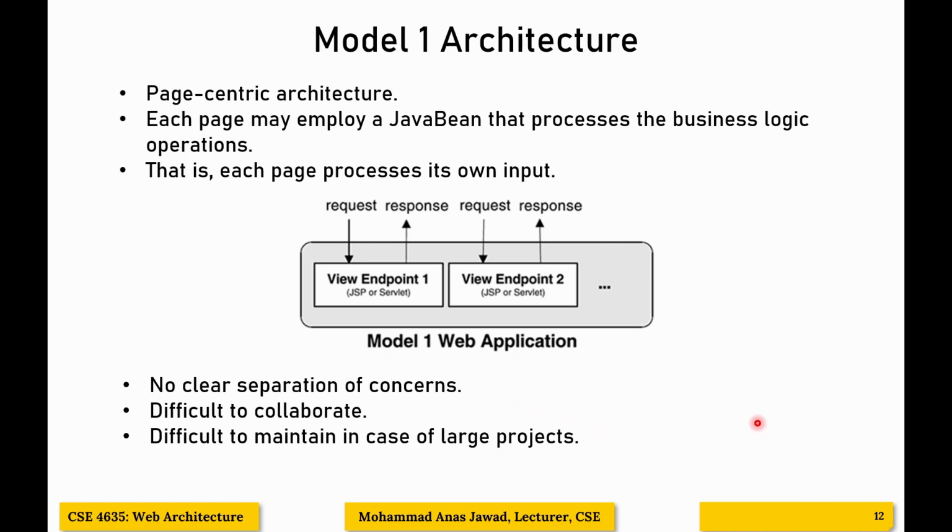So Model 1 architecture also has different kinds of issues like code reusability issues. So code reusability becomes an issue as the view logic and the business logic are too deeply intertwined with one another. So this kind of design limits the development of dynamic web applications to developers who have the knowledge of JSP and servlet. This kind of architecture cannot be expanded to web applications that use some other technologies.